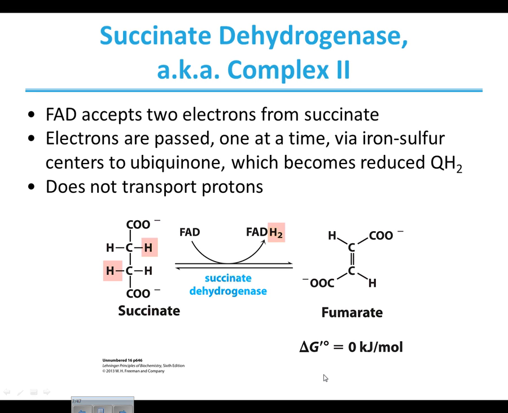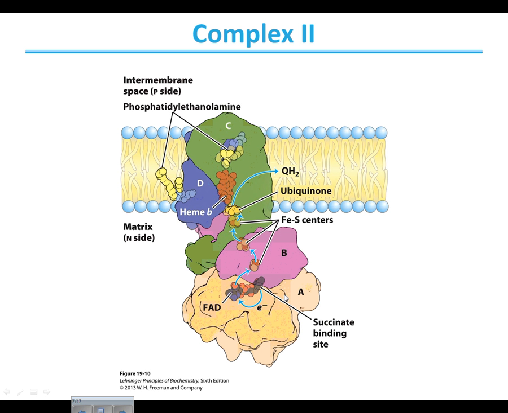Succinate dehydrogenase catalyzes the reaction in which succinate is oxidized to produce fumarate. During the oxidation of succinate, FAD is reduced to FADH2. So we have seen the initial movement of our electrons already. It's important to note, though, as we look at this reaction, that we do not see any protons being transported. So here's a look at what this complex looks like.